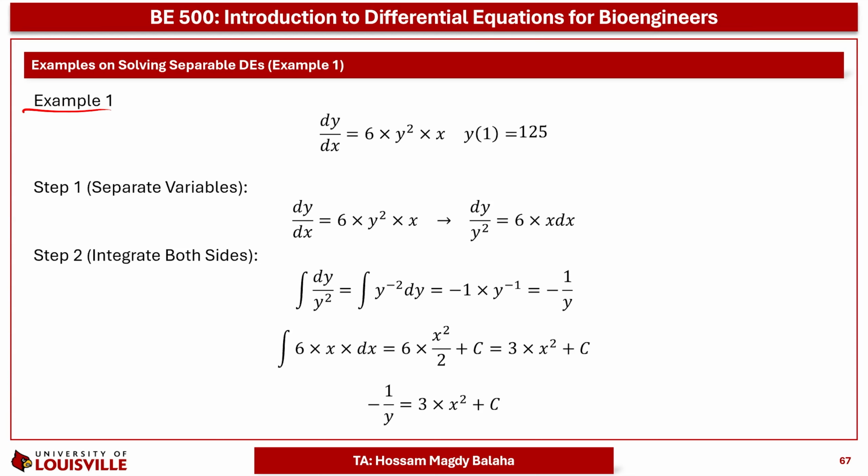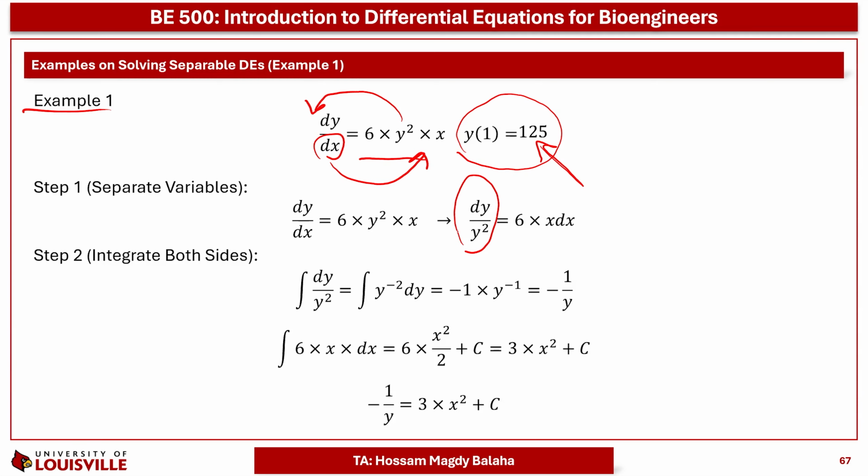We have dy by dx equals 6y squared multiplied by x. And when you find something like that, this means we have an initial condition. This initial condition will help us to find the value of the constant if it exists. As we mentioned, we need to separate the variables. So we can move y squared to this side and move dx to this side. So we will get dy divided by y squared equals 6 multiplied by x dx.